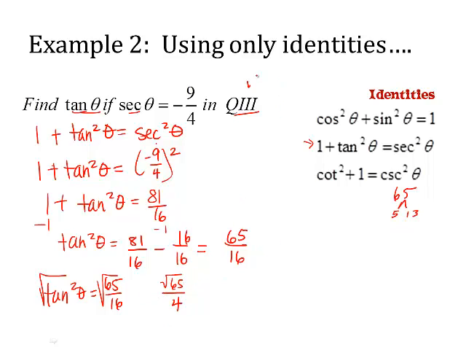Now go back to quadrant 3. What's happening in quadrant 3, down here? What is my tangent doing? Well, remember, tangent is y over x. Your x's over here are negative, and your y's are negative. So my tangent is positive, so that means my answer will be positive. So there's my solution.